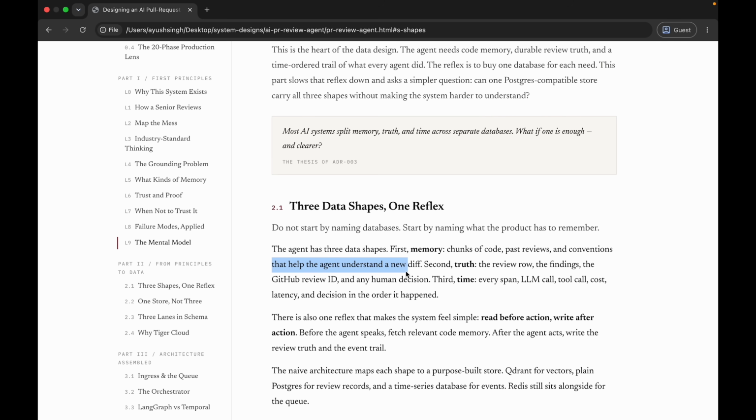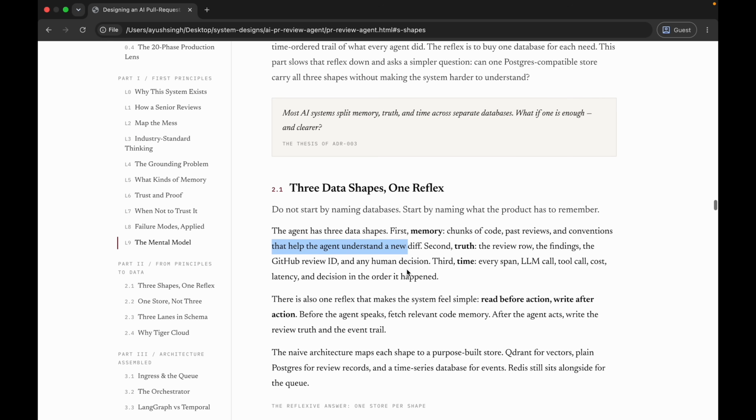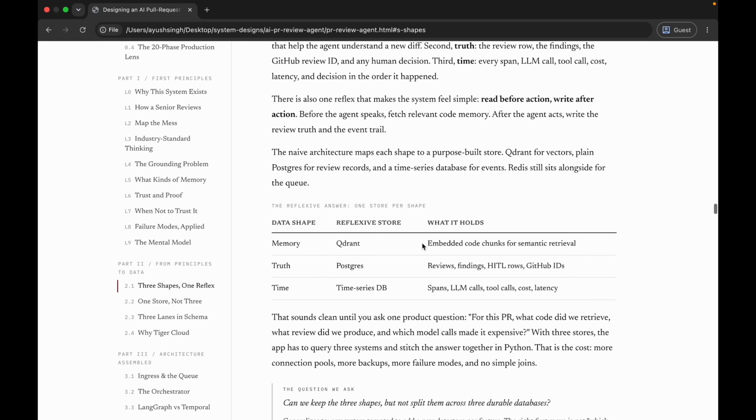And third is the time. Because we want observability, for every span we should store the LLM call, the tool call, the cost, the latency, and the decision which eventually happened, to debug if something happens. And from our design model, you understood why observability was super important. So these are the things which we ultimately want to store. There are three shapes, basically the memory, the truth, and the time.